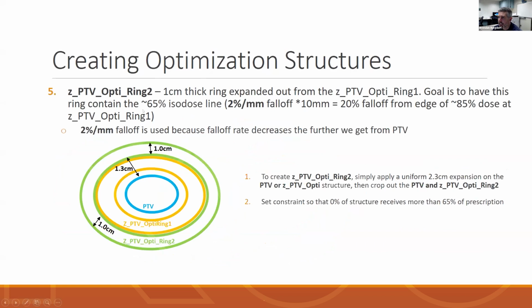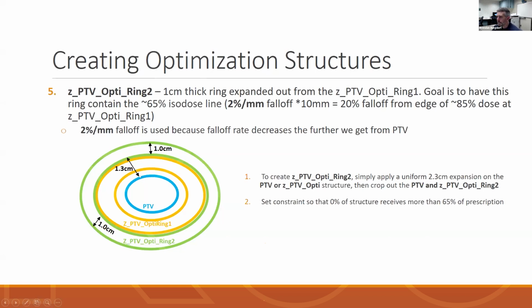So the next one is the ZPTV Opti Ring 2. And this is only for single PTV cases, so not for cases that have multiple PTV dose levels. And this is a 1 cm thick ring expanded off of the ZPTV Opti Ring 1. And the goal is to have this ring contain the 65% isodose line. So if you remember, we talked about that 2% per millimeter fall off as you get further away from the PTV, times 10 millimeters is 20% fall off from the edge of the 85% dose that we're containing at the ZPTV Opti Ring 1. So it might be easier for some of you to understand this in picture form.